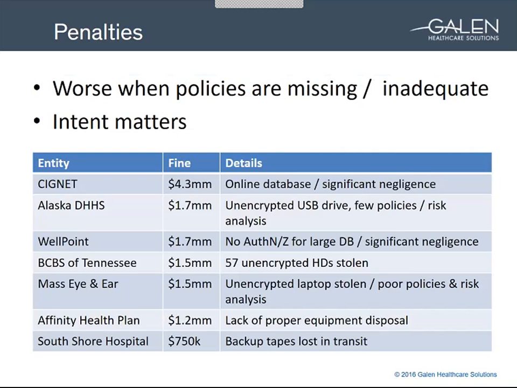So in general, it's much worse, as I'd mentioned before, when intent shows that there was willful negligence in some way, or a lack of concern, or, for instance, if policies were missing or were not completely fleshed out. And we'll talk about what those types of policies and documentation mean a little bit later. But the OCR definitely takes into account what the intent of the organization was with regards to what they were trying to do from a policy point of view and from a technical point of view versus what actually ended up happening.